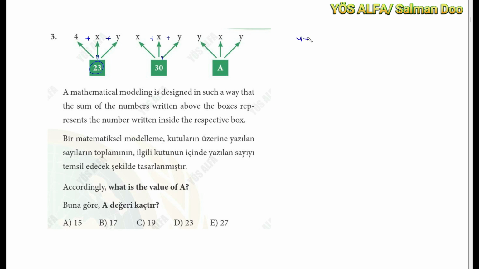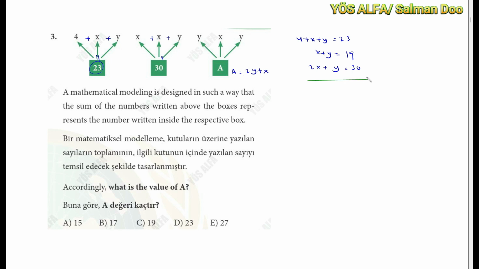We'll write down the first equation. 4 plus x plus y is equal to 23. x plus y is equal to 19. And the second equation is 2x plus y is equal to 30. And we're asked to find a, which is equal to 2y plus x. So we'll solve these equations to find x and y, and we'll substitute those values into this equation to get the answer.